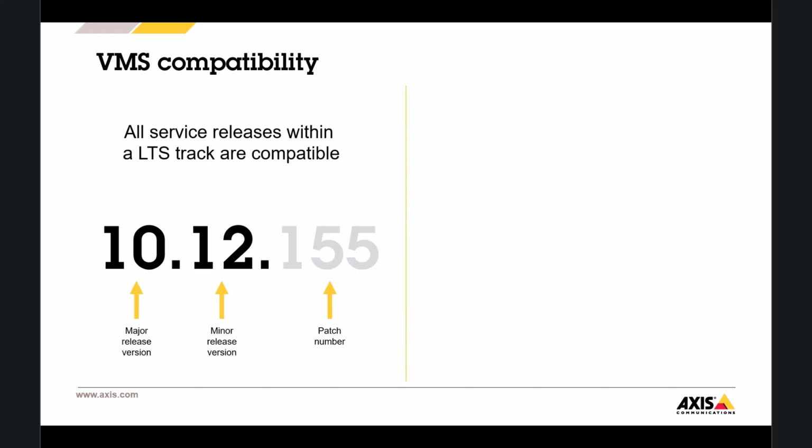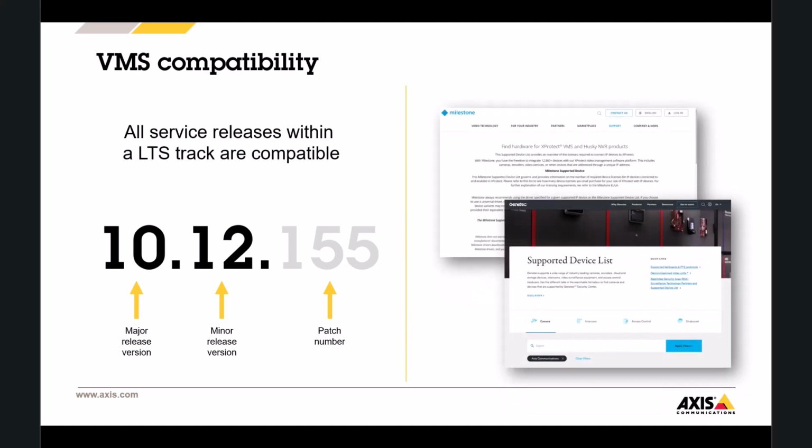The reason most VMSs only list one version is that's the version they have been certified with. Since compatibility is maintained within each LTS track, it is safe to use another version on that track as well. Milestone and Genetec have information on their webpage about what version they support, and the information is frequently updated. For your information, we test with Milestone, Genetec and AXIS VMSs before every AXIS OS release.